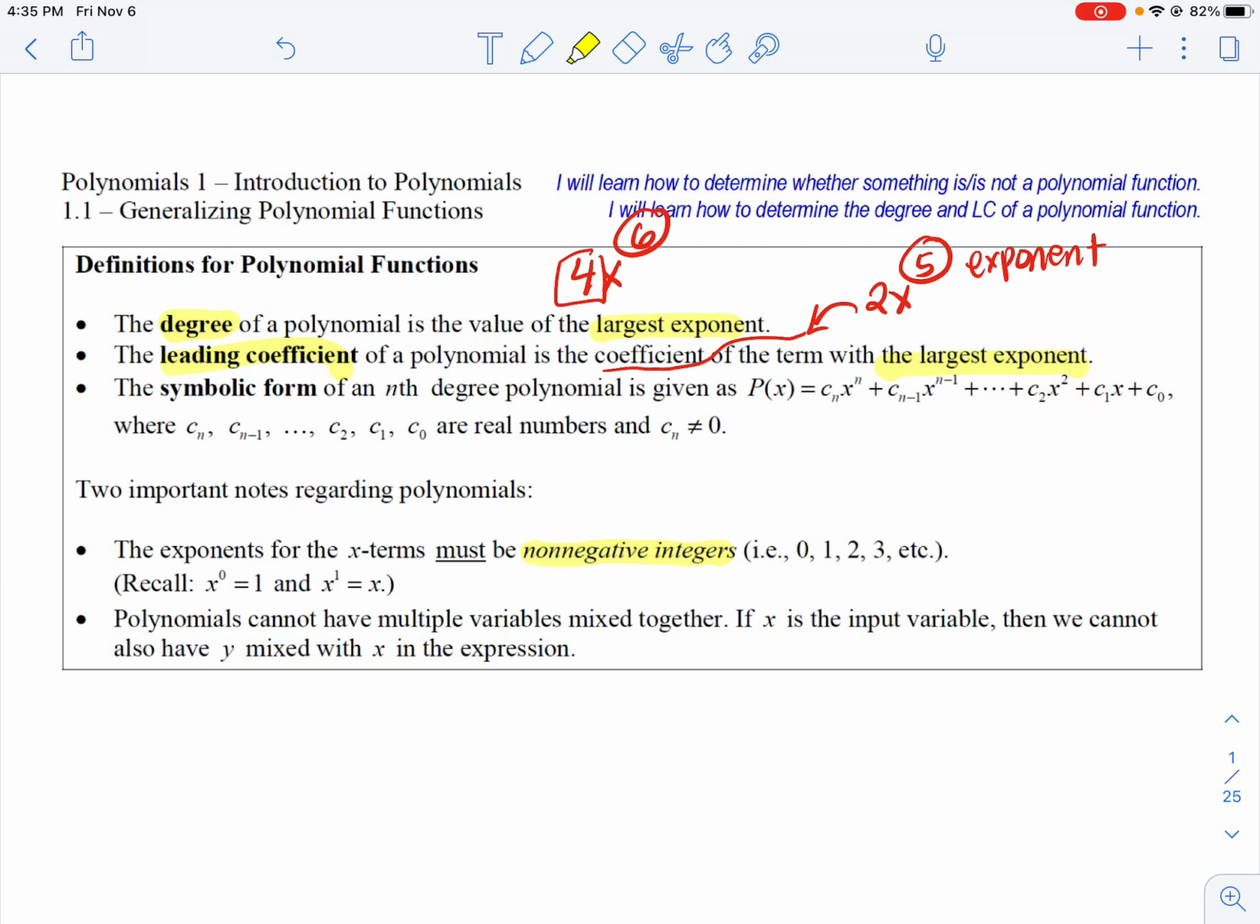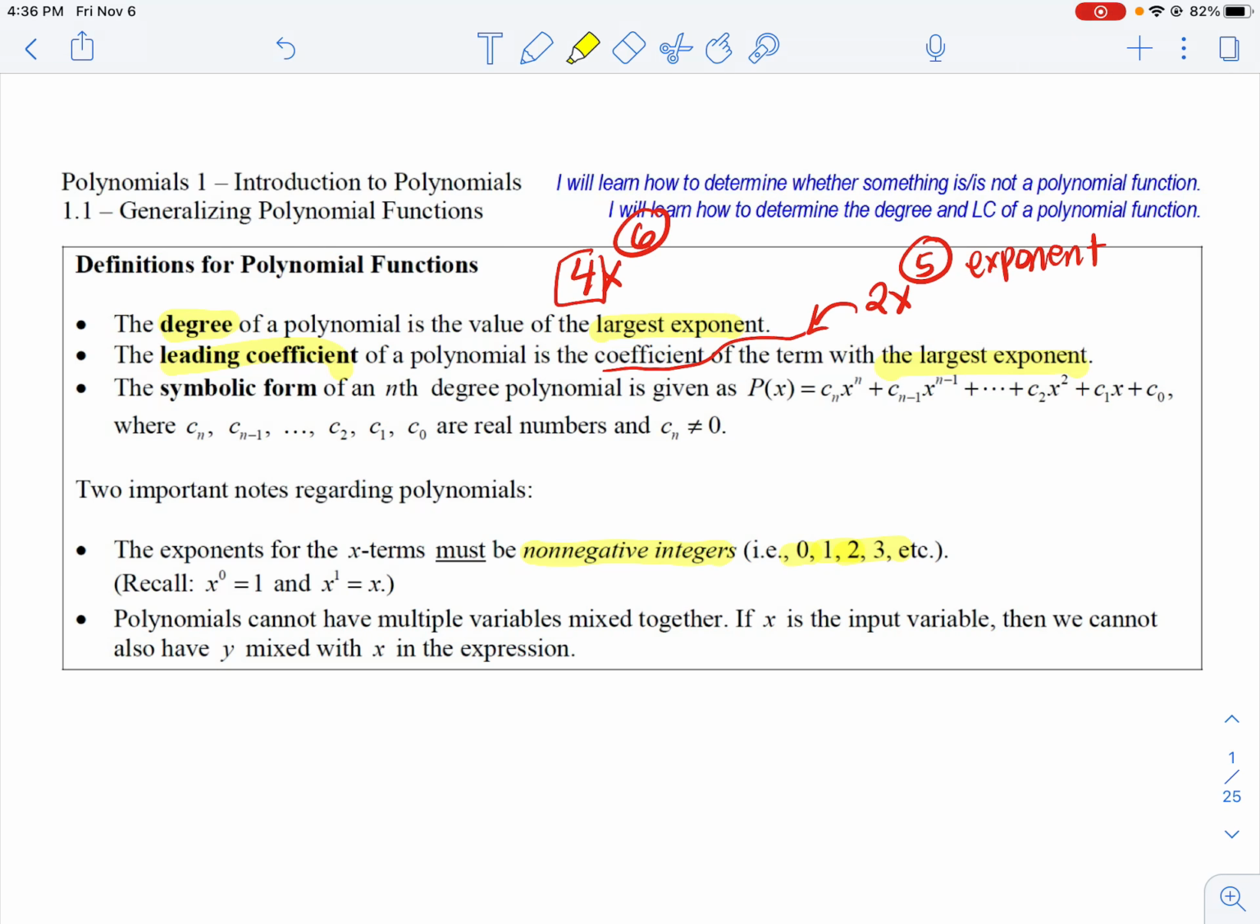So when you say non-negative, you're looking at 0, 1, 2, 3, 4, 5, 6, right? So technically, it cannot be a fraction. It cannot be a decimal. It cannot be 1/2, 1/4, 1/3. And it cannot be a negative number either. So all exponents must be non-negative integers.